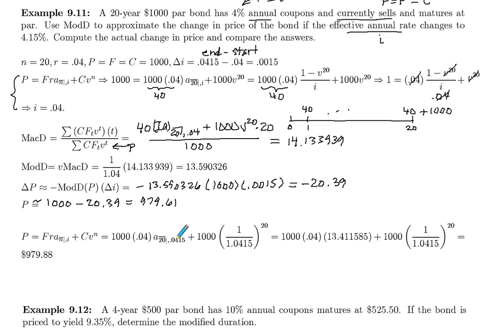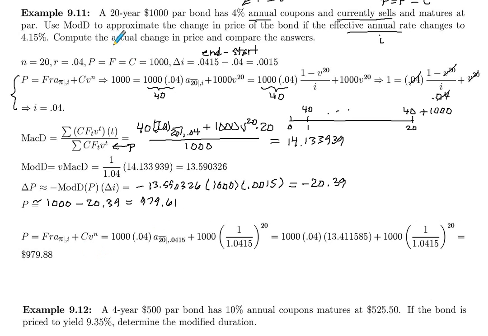And a angle 20 at 0.0415, if you do the calculator work there, you get 13.411. And if we simplify all of this, we get 979.88 for our actual price. So here we got 979.61, here we got 979.88. We're only off by pennies using this approximation. So for small interest rate changes, you get a really good approximation.